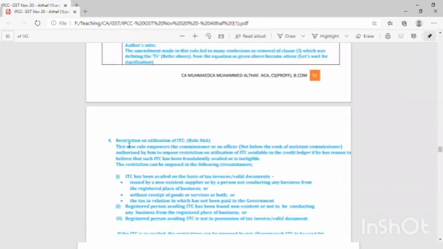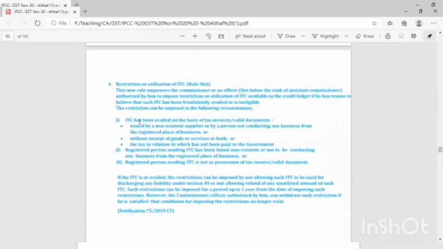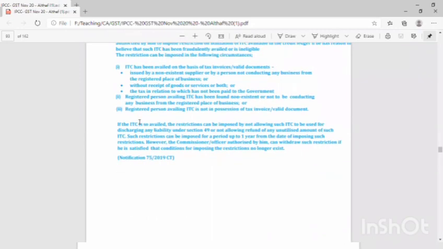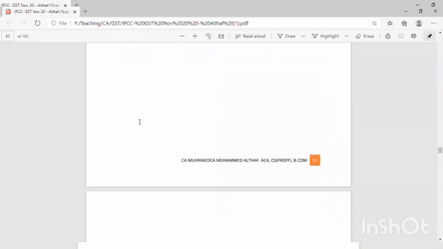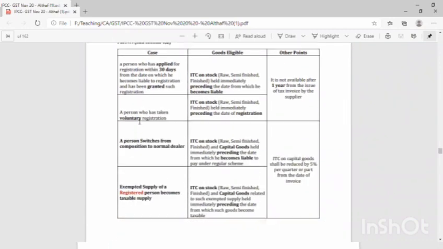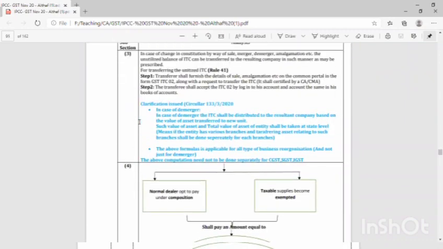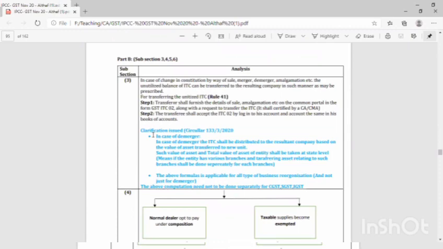Next is ITC. I told you this is a theory type of amendment. Anyway, I don't have that much time to discuss in detail, that's why I'm going so fast. In section 18, you don't have much amendment here. In section 18 subsection 3, there is a clarification in case of demerger: how to apportion the ITC. They've given a small clarification here.